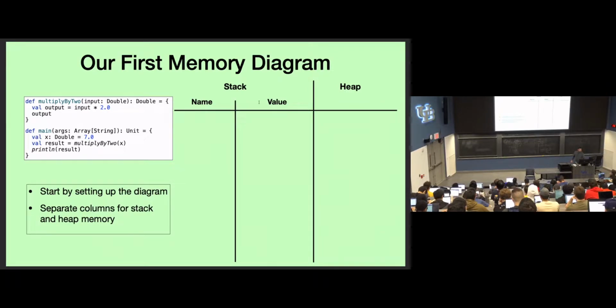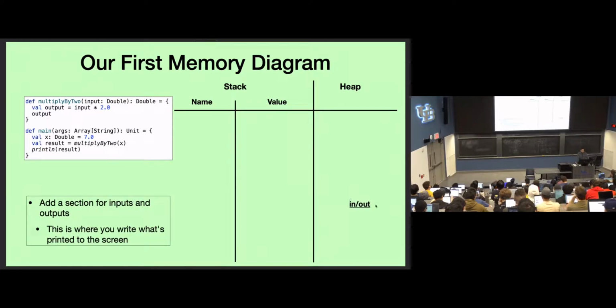So we start by setting up stack and heap. We won't use any heap space for this program, but I just wanted to get used to seeing the heap there for when it does become important. And then stack. And then we're going to create a separate section. Wherever you find room to put this, I know I'm not using the heap, so I'm going to borrow some space from the heap. In/out, or IO, or input/output, whatever you want to call it. I'll always call it in/out, short for input/output. This is where everything that's printed to the screen is going to go. You're going to draw everything that got printed to the screen right here.